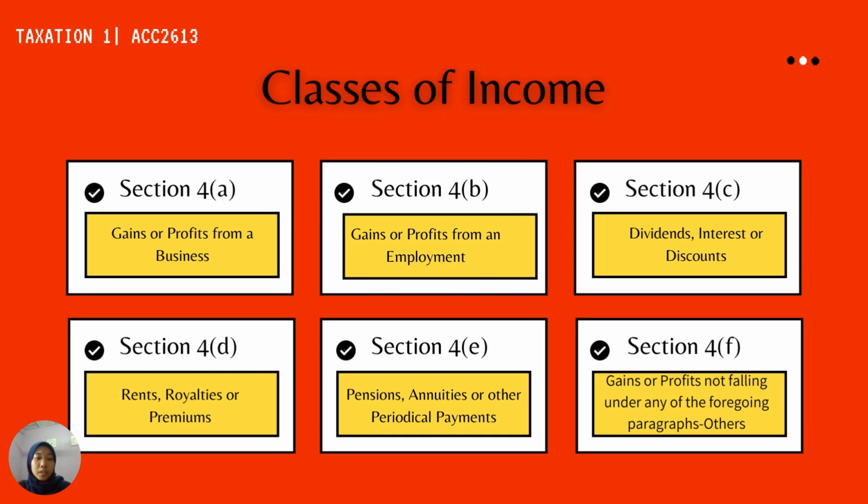Section 4A, gain or profit from a business. Section 4B, gain or profit from an employment. Section 4C, dividend, interest or discount. Section 4D, rents, royalty or premium. Section 4E, pension, annuities or other periodic payment. And last but not least, Section 4F, gain or profit not falling under any of the foregoing paragraphs. That's all for me. Thank you.